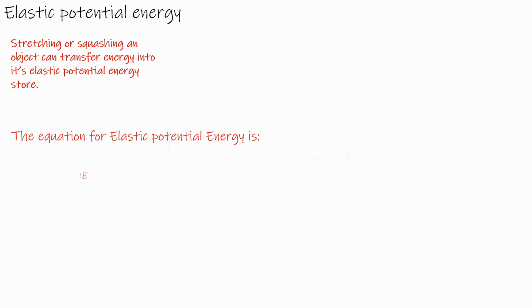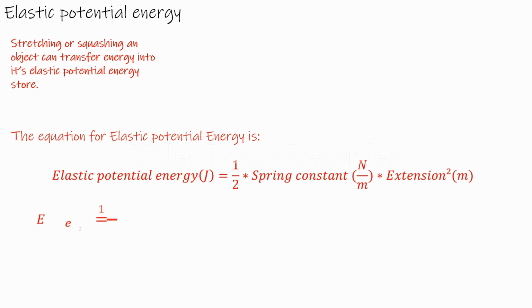Now, we can start by saying that stretching or squashing an object can transfer energy into its elastic potential energy store, and we have an equation to work out the elastic potential energy. And this is our elastic potential energy, which is measured in joules, as all energy is, equals 1/2 times our spring constant, which is measured in newtons per meter, times extension squared. And obviously extension is measured here in meters.